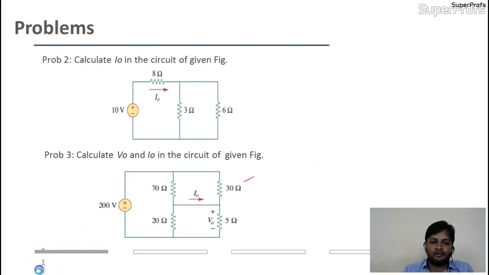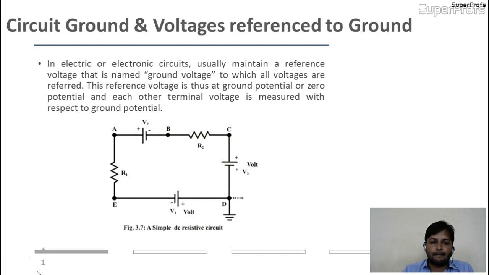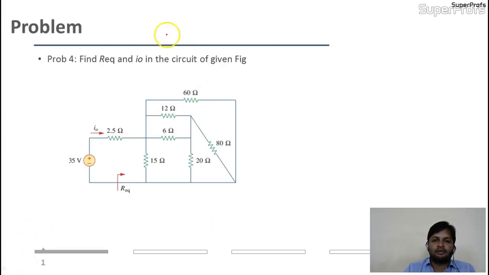Now come to problem number 4. Find the R equivalent and I naught. Where is the I naught? Here is the I naught. Where is the R equivalent? R equivalent of this circuit. Means we are getting the R equivalent up to this point, A and B, they are asking.